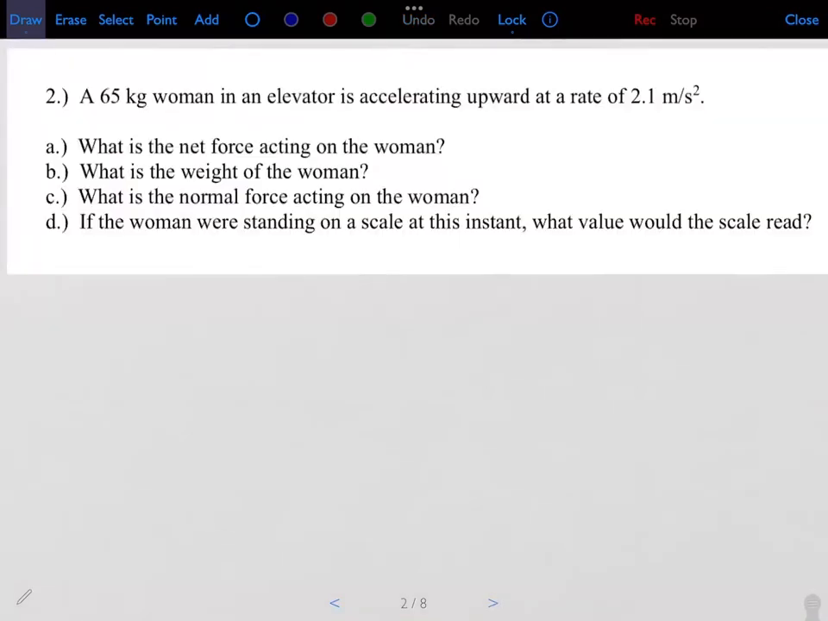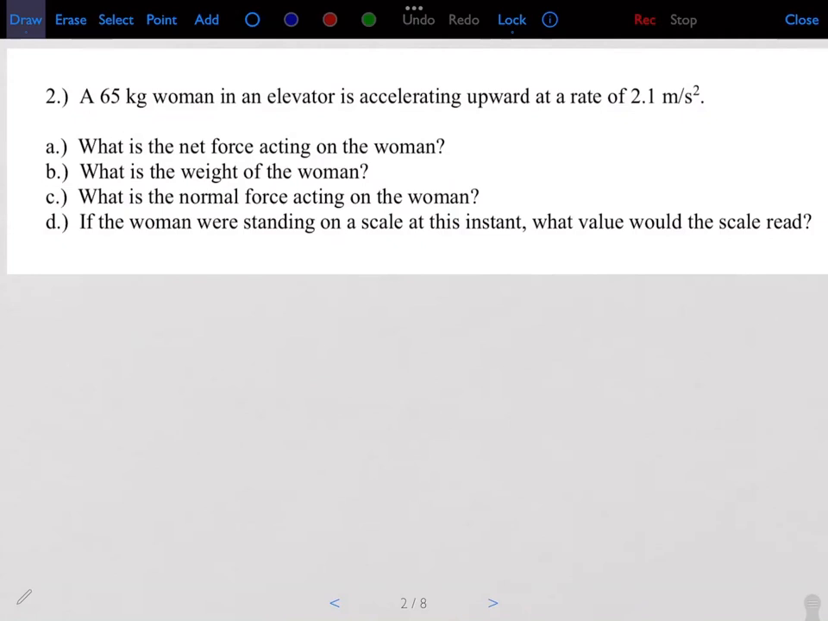Okay, second question. You're told a 65 kilogram woman in an elevator is accelerating upward at a rate of 2.1 meters per second squared. What is the net force acting on the woman? What is the weight of the woman? What is the normal force acting on the woman? If the woman were standing on a scale at this instant, what would the scale read?